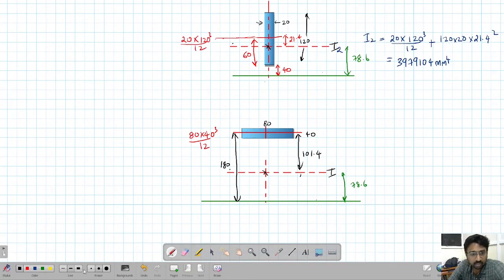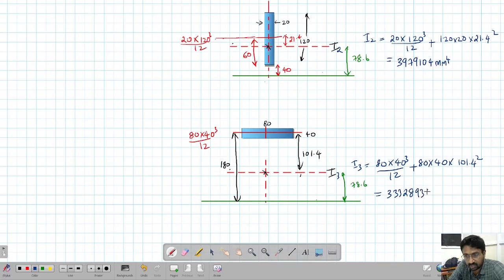Okay. So the moment of inertia about this, I'll call this I3, equal to 80 into 40 cube by 12, that is the moment of inertia about its center, plus A h square. What is area? Area is 80 into 40. What is height? 101.4 square. So what is this coming out to be? 3332838 mm to the power 4.